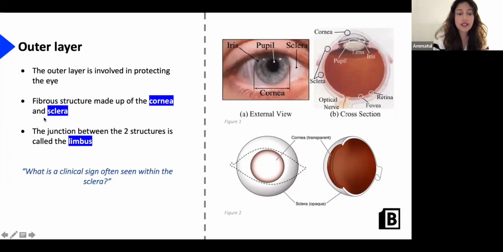Now, going back to the sclera, one thing that you may want to think about for your exams is what clinical sign is often seen within the sclera. So I'll give you a bit of a moment to think about it. So the clinical sign that's often seen in the sclera, it happens when there's a buildup of bilirubin, and that causes a clinical sign called jaundice, and that can lead you to other diagnoses, whether it involves the liver or the red blood cells, etc. Okay.